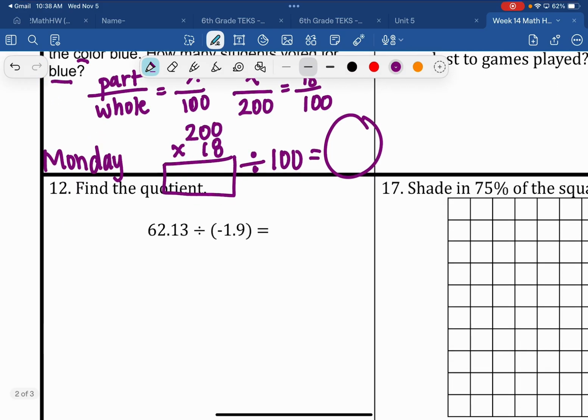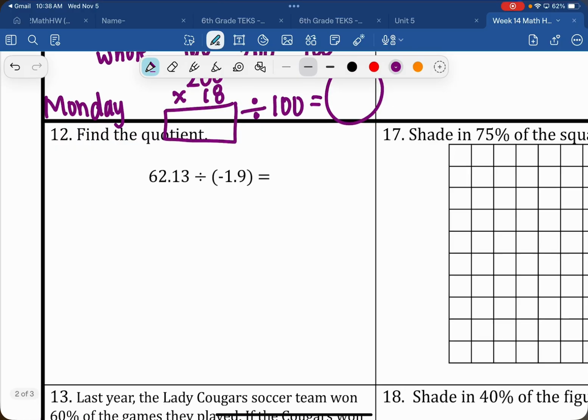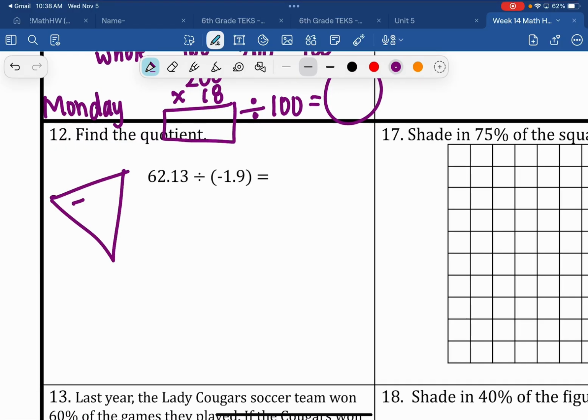Number 12, find the quotient. 62 and 13/100 divided by negative 1 and 9/10. So here's Division Man. He can be a good reference for you, and then you're doing 62 and 13 hundredths divided by 1 and 9/10. Move this over once, move this over once, and then bring that up.